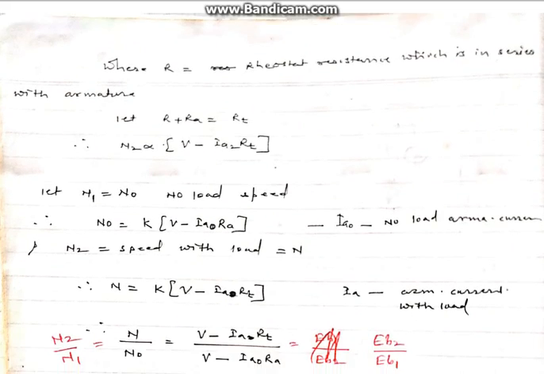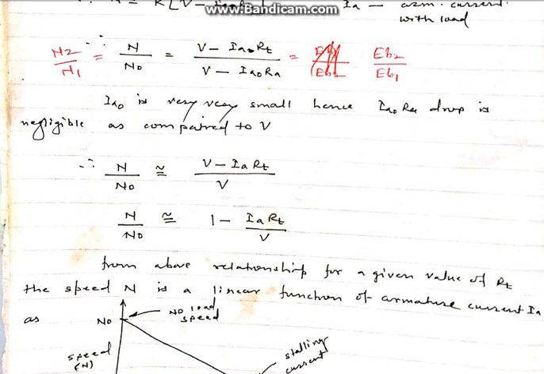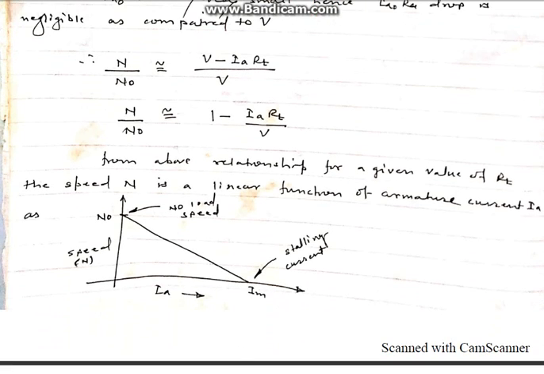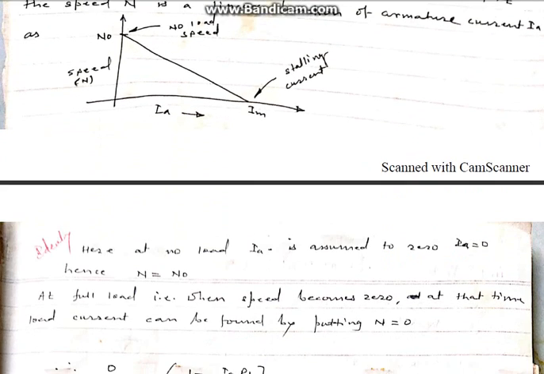So these are the equations concerned with the variable speed because of change in armature resistance and because of change in armature current. From the above relationship, for a given value of RT, the speed is a linear function of armature current. Here at 0 armature current, this is the no load speed, and for maximum armature current, which is called the stalling current, the speed reduces to 0.